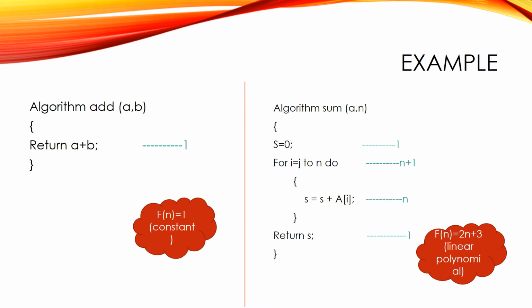Another example, algorithm sum(a, n): s equals 0, for i equals 1 to n do s equals s plus a of i, return s. Now here we'll calculate the unit of time per statement and we calculate the function of time f(n) equals 2n plus 3, which is a linear polynomial.